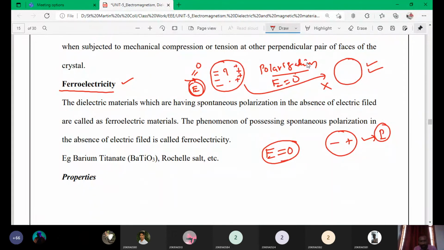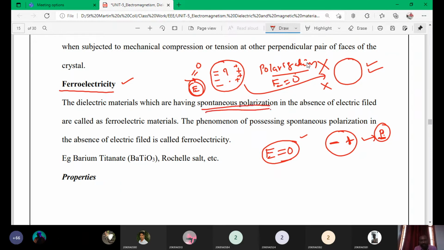When you make the electric field zero, these charges should overlap, meaning combine, and a neutral atom should be formed. But this is not happening. Still some charges are in the separation mode only. Because of this separation of charges, we observe some polarization. That is what you can call spontaneous polarization.